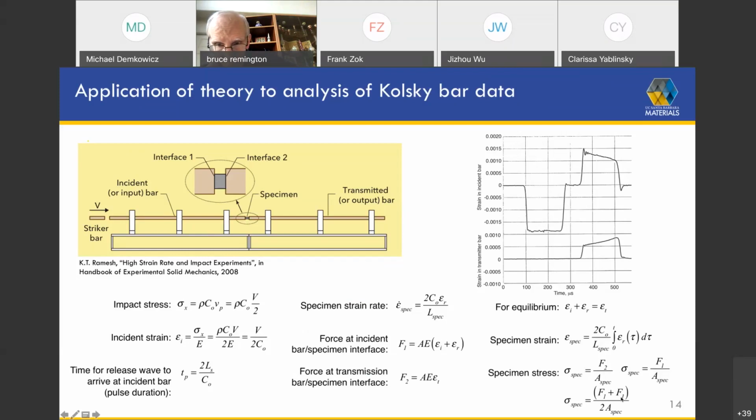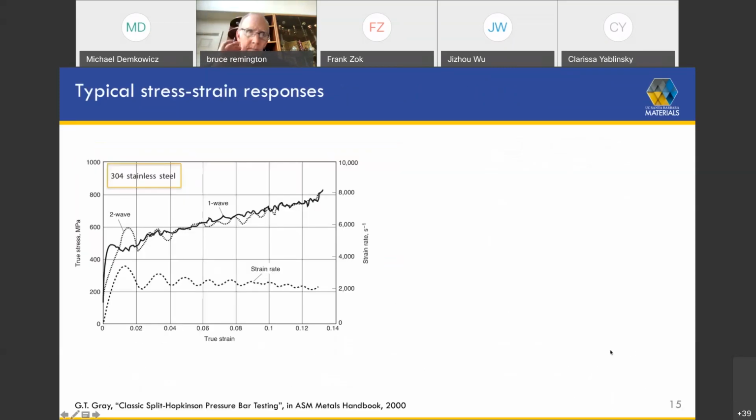Okay? Now, it's important to look at both of these forces because they tell you whether or not you have indeed achieved equilibrium. In order to achieve equilibrium, you necessarily want a specimen that has a relatively high wave speed and is sufficiently short so that the time of transmission across that specimen is very short.